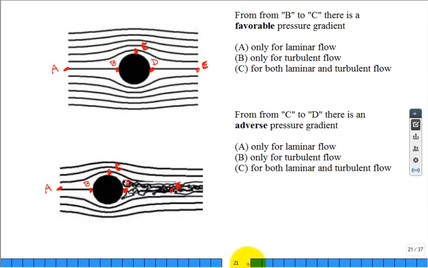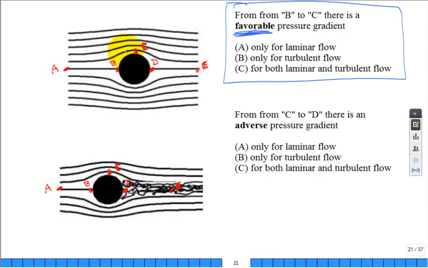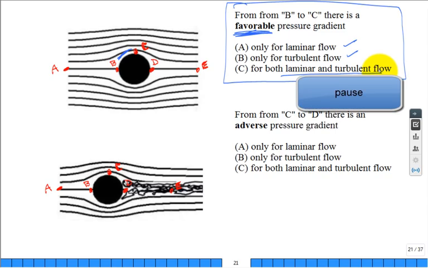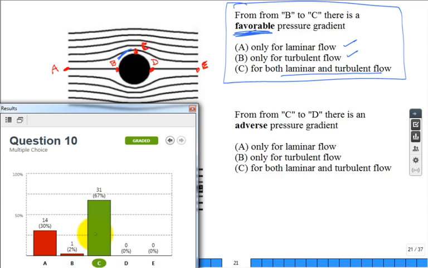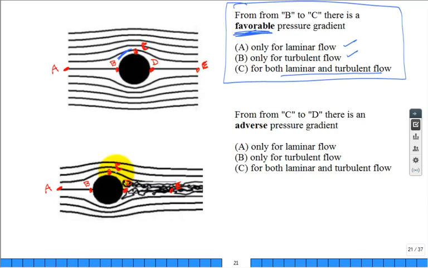All right, how about this question? From B to C, is there a favorable pressure gradient only for laminar, only for turbulent, or for both laminar and turbulent flow conditions? All right, let's take a look at what we got. It is true for both laminar and turbulent flow. It's not exclusive to one or the other. From point C to D, this is what they call an adverse pressure gradient region. Is that true for only laminar, only turbulent, or for both? True for both laminar and turbulent.